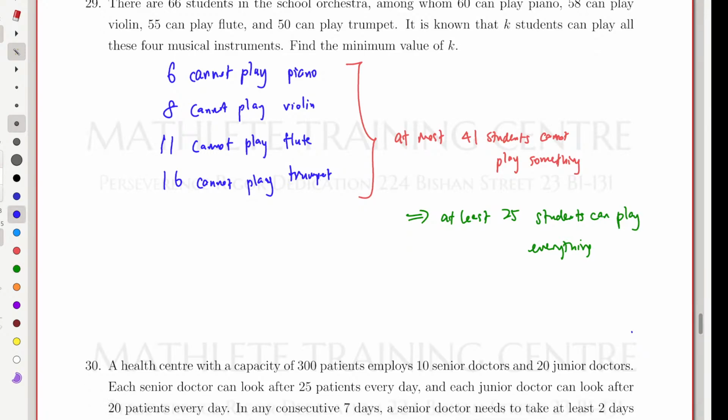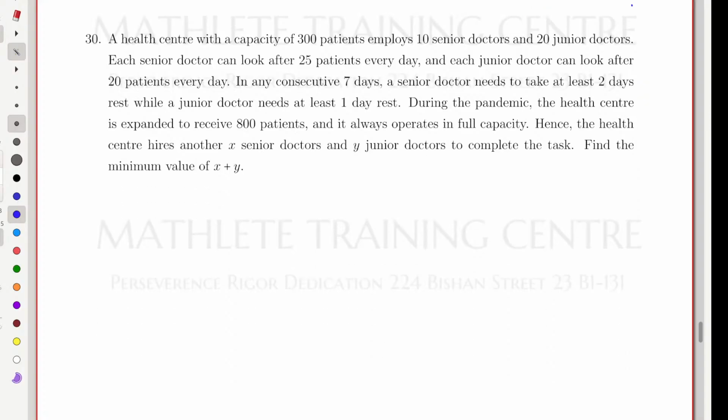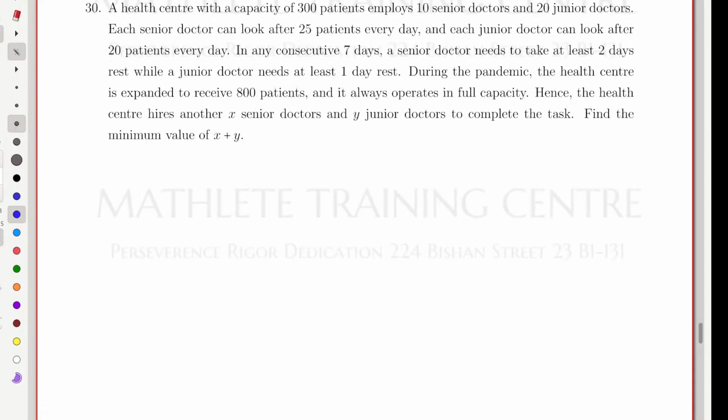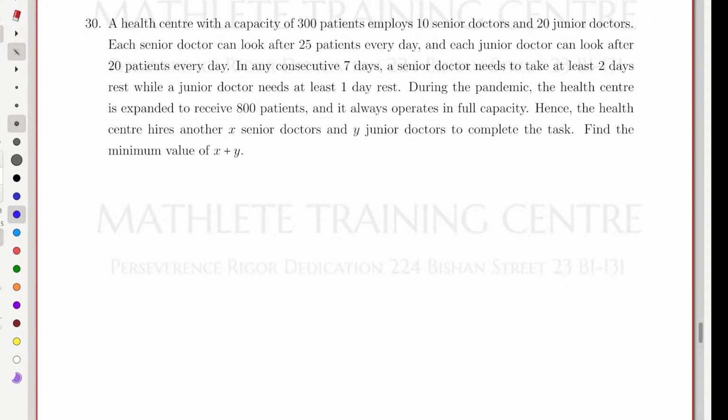Okay, question number 30. Question number 30, we have a very long looking word problem. What does it say? It says that a health center with capacity of 300 will have 10 senior doctors, 20 junior doctors. Each senior can look after 25. Each junior can look after 20. In any 7 days, the senior doctor needs to take 2 days rest. So this is 5 working days, 2 resting days. Each junior doctor needs at least 1 day rest. So that's 6 working days, 1 resting day.